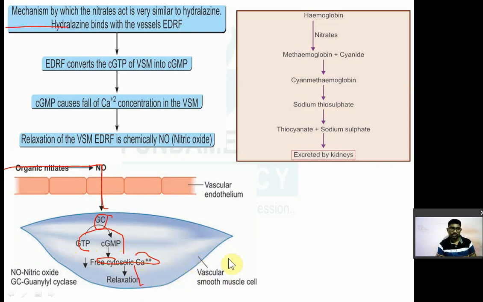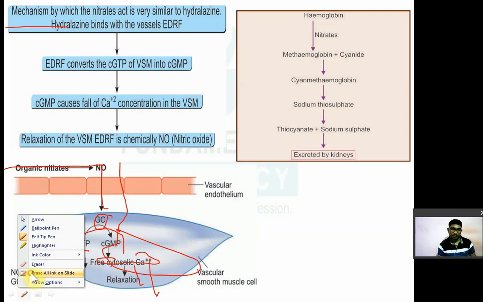Nitric oxide, guanyl cyclase. So nitrates get reduced into nitrites, and nitrites release the nitric oxide. Okay, nitric oxide will enter into the cell. It stimulates the guanyl cyclase, and then guanyl cyclase will increase the cyclic AMP in the cell. This increased cyclic AMP frees the cytosolic calcium, which causes the relaxation. So this is how nitrates will act.